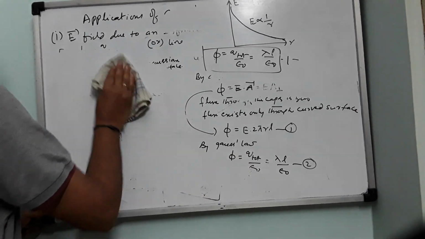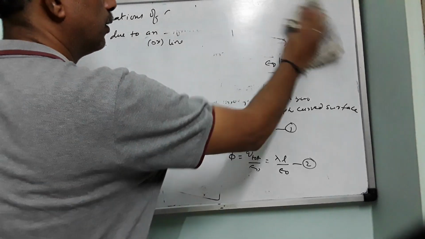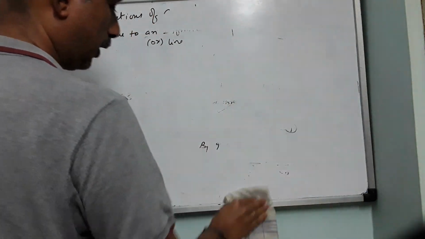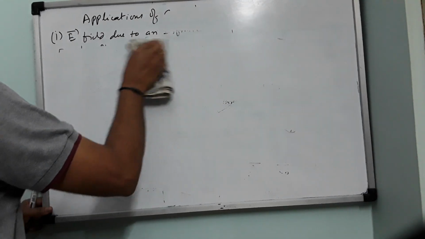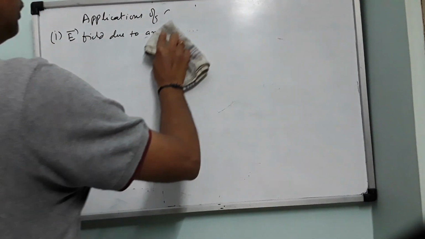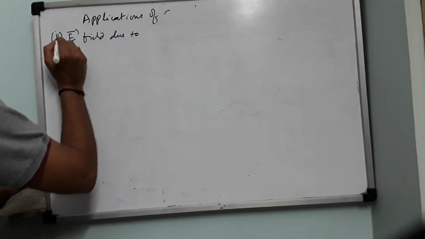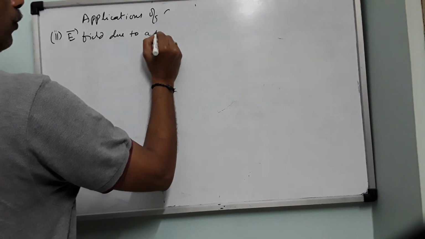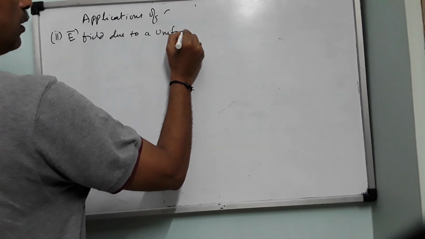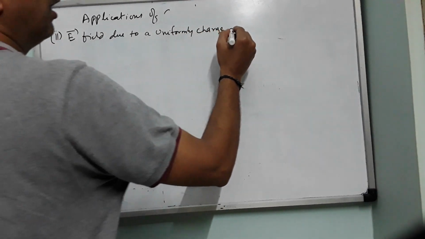Now the second application is electric field due to a sheet of charge. The thing which we have discussed now is electric field due to a line of charge. That only we will call electric field due to an infinitely long, uniformly charged wire. So now the second application: electric field due to a uniformly charged infinite sheet.